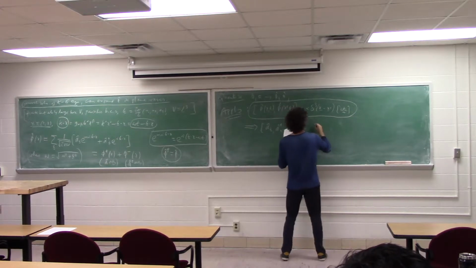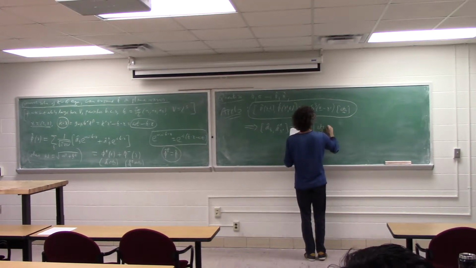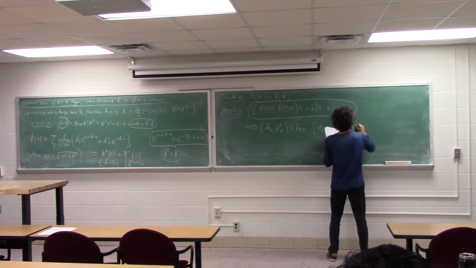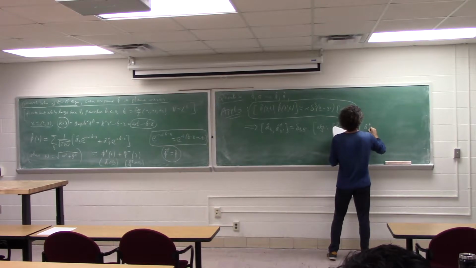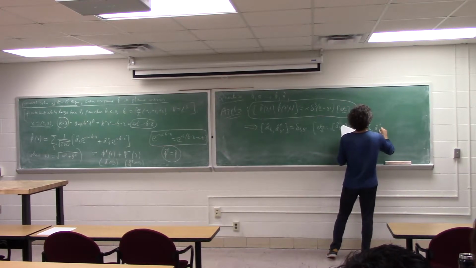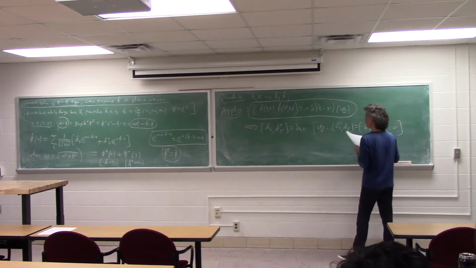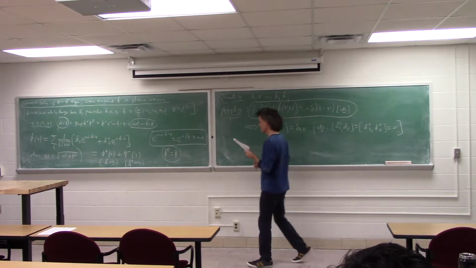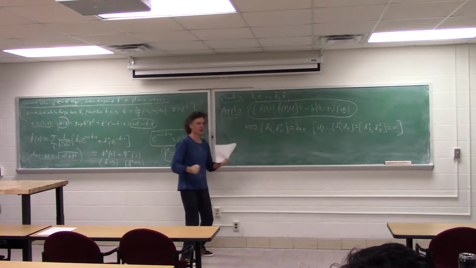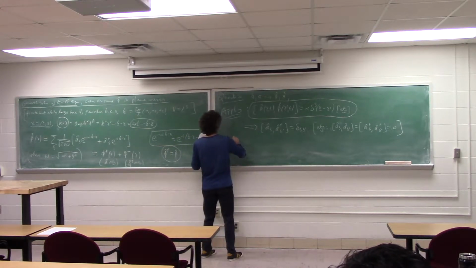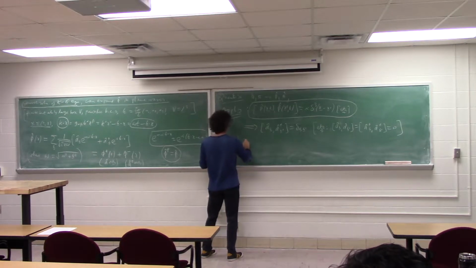A prime, etc. What does etc. mean? It means that the A's commute among themselves and the A daggers commute among themselves. Now, how do you show that? You show that by doing some homework. Yes, homework. So, this is a nice exercise.